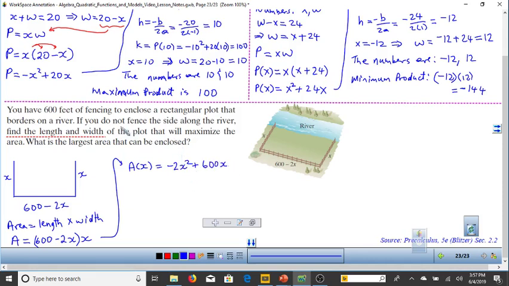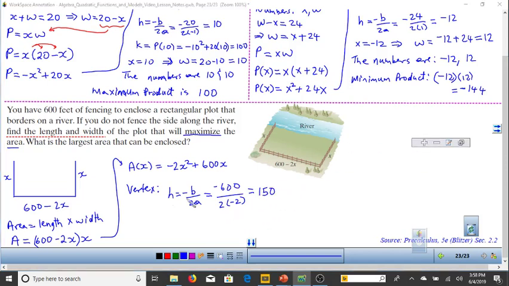So they want to find the plot that will maximize the area. Since we're maximizing the area, we need to find the vertex of this graph. So to find our vertex, we know the vertex h is equal to negative b over 2a. And we already know that b is 600, so it's negative 600 divided by 2 times negative 2. And 600 divided by 4 is 150. So x has to be 150.